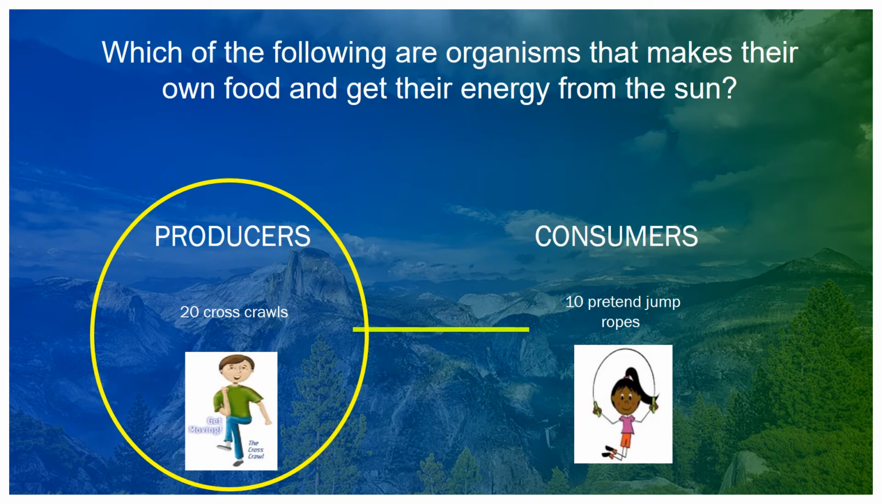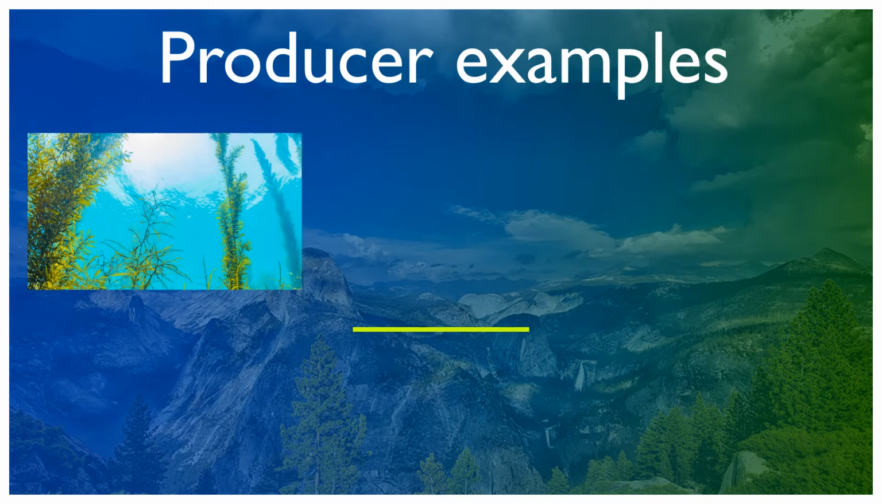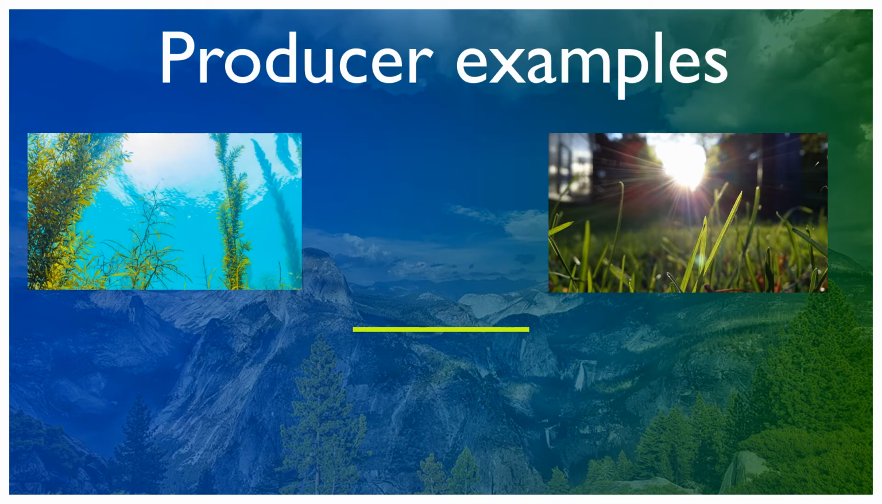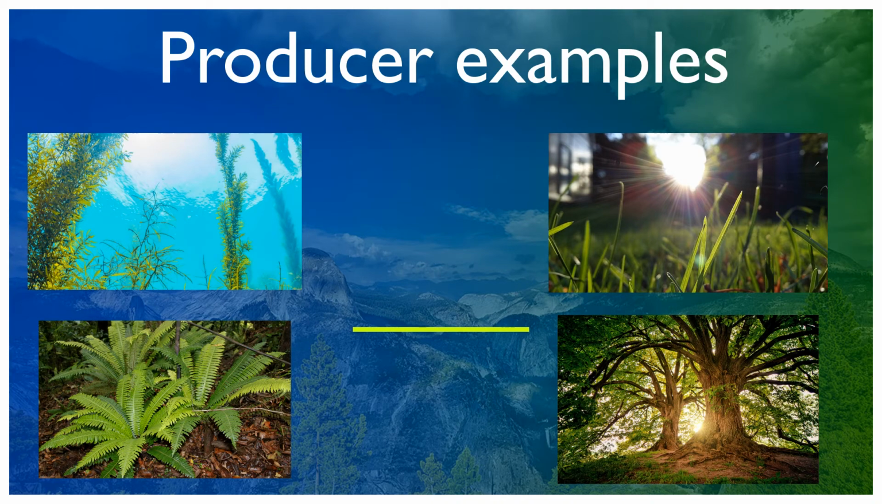Producers are organisms that make their own food. You should have done 20 cross crawls. Here are some producer examples: seaweed, grass, ferns, and trees. All of these producers get their energy from the sun and create their own food.